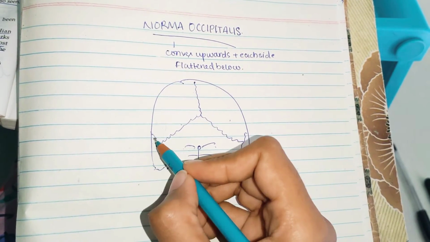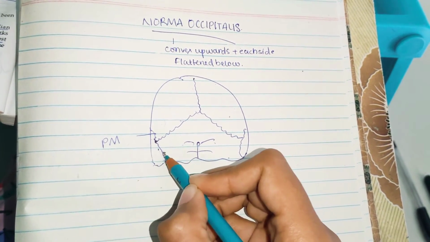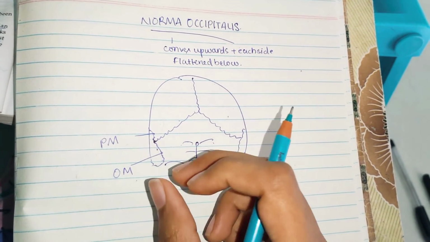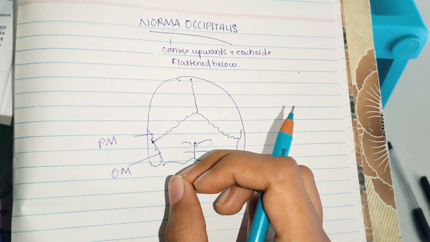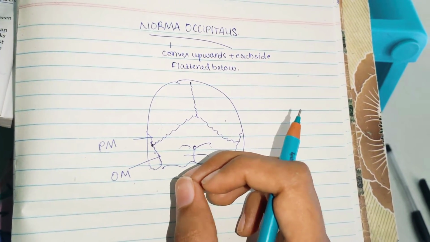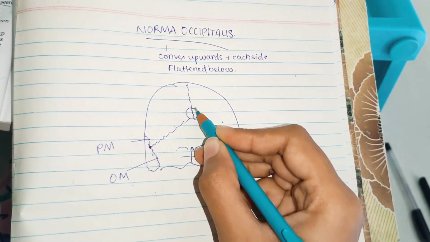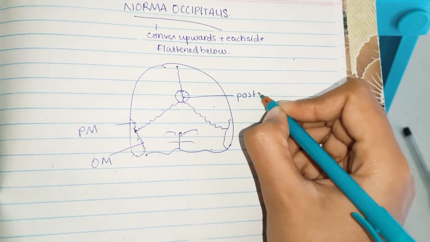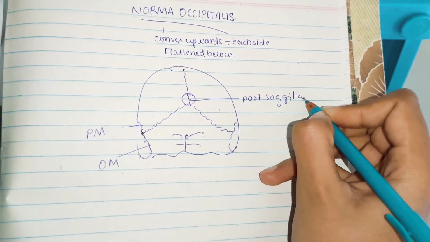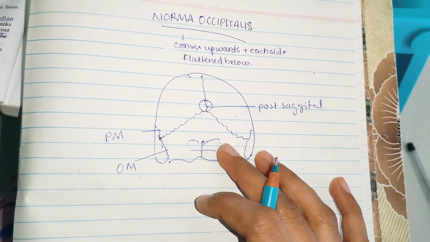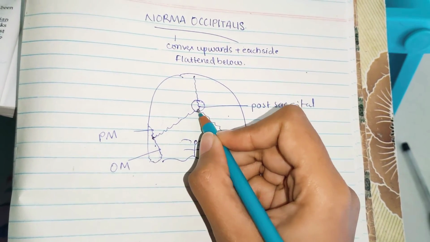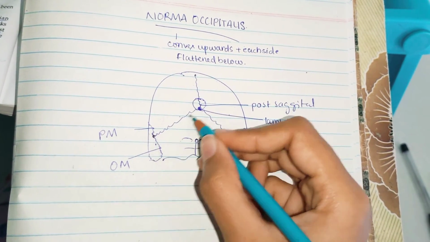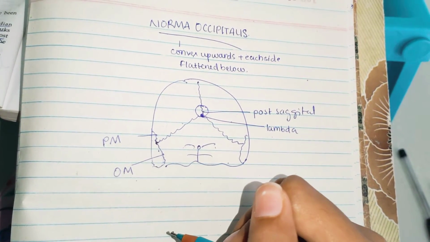So let me write it. This is the parietomastoid suture, and this is the occipitomastoid suture. I am writing small words. Next, coming to the posterior part of the sagittal suture, this is the posterior part of the sagittal suture. All this you can see in the Norma occipitalis region. Now coming to other features, this point is called lambda. What is lambda? It is the meeting point of the sagittal suture with the two lambdoid sutures.